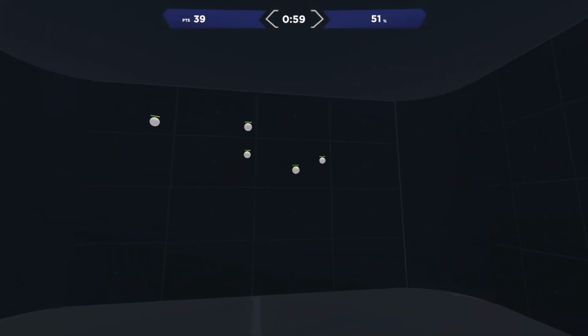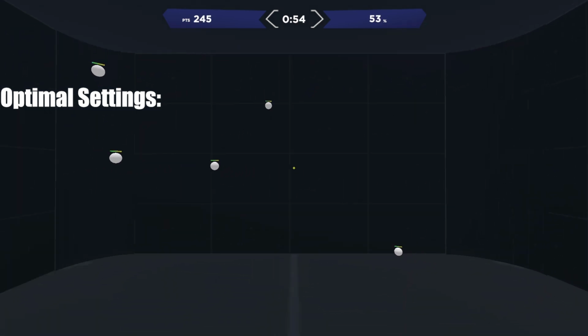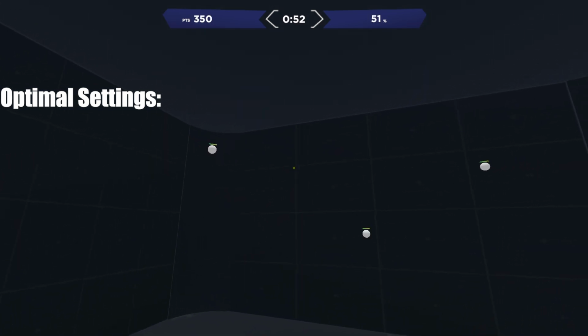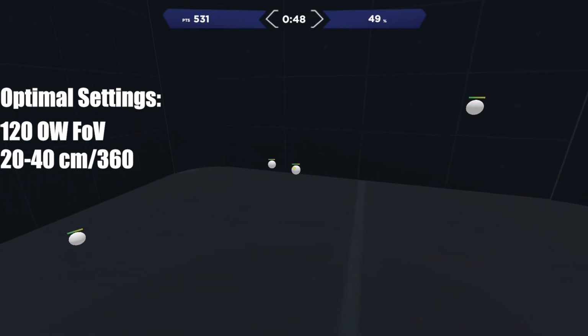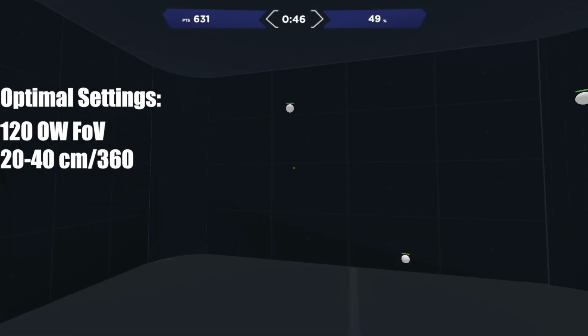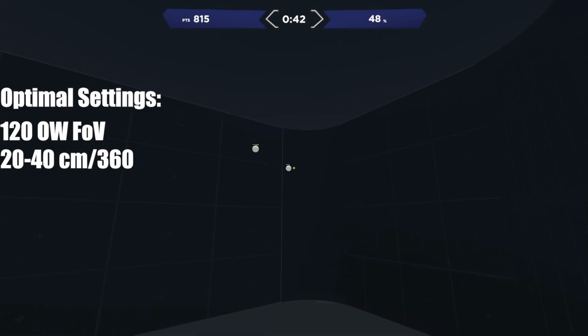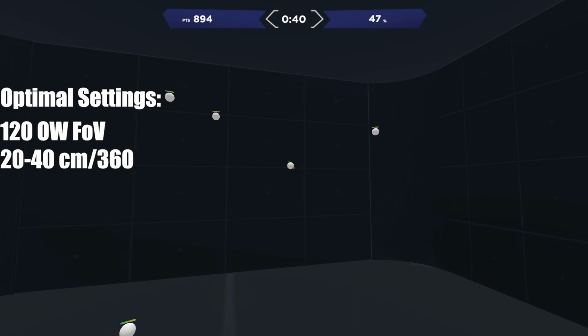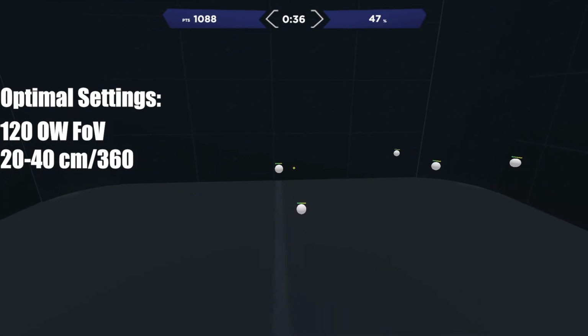What are the optimal settings for evasive target switching? The optimal settings are similar to speed target switching. Usually people that play a lot of target switching scenarios have the max FOV of 120 Overwatch FOV and a fast sensitivity between 25 to 40 centimeters per 360.